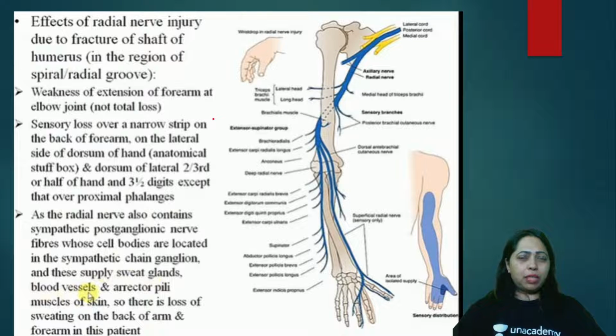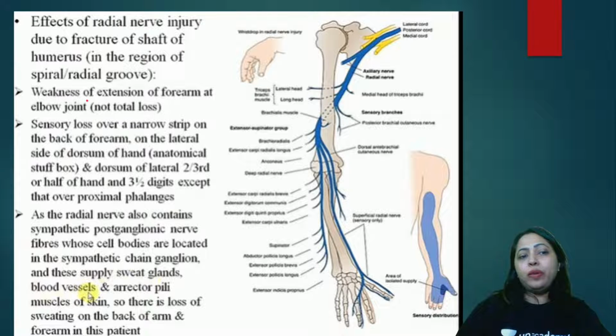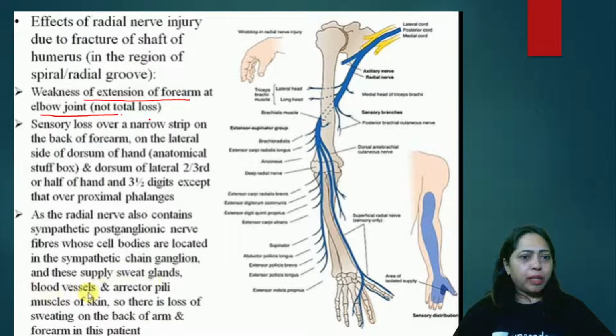So these are the set of things that you can typically observe in a patient. He will show weakness of extension of the forearm at the elbow joint, not complete loss, because there are other muscles also which could be assisting. So there is only weakness at the elbow joint. And there is also sensory loss over the narrow strip of skin on the back of the arm, elbow, and also the forearm. That area has loss of sensation. And also the 3.5 digits, except over the proximal phalanges. Tips of the fingers are fine, but up to the last interphalangeal joint.